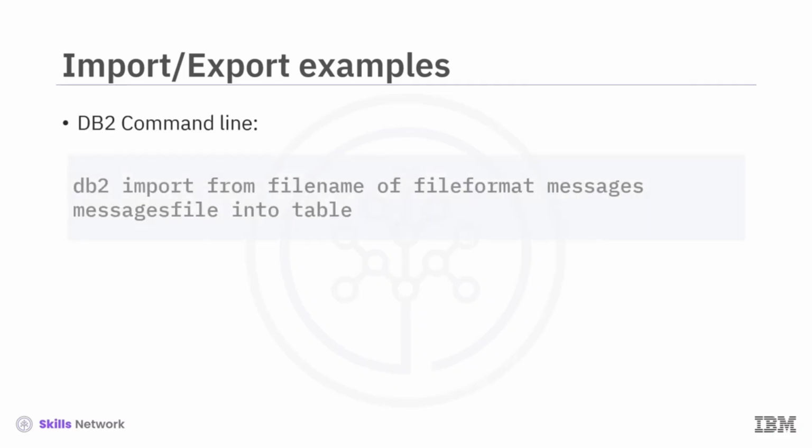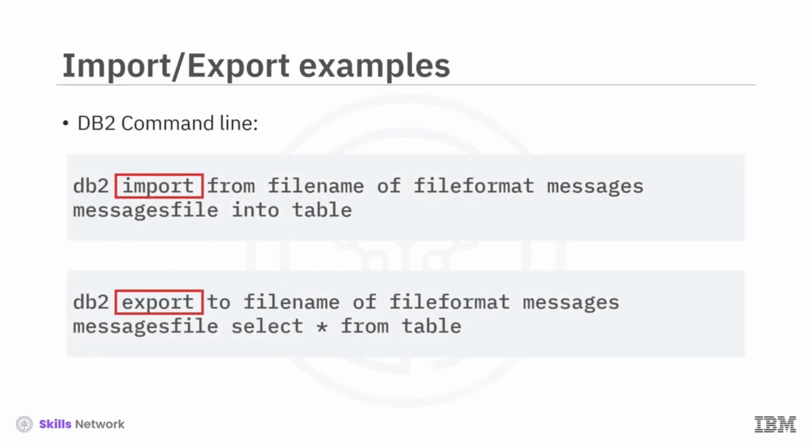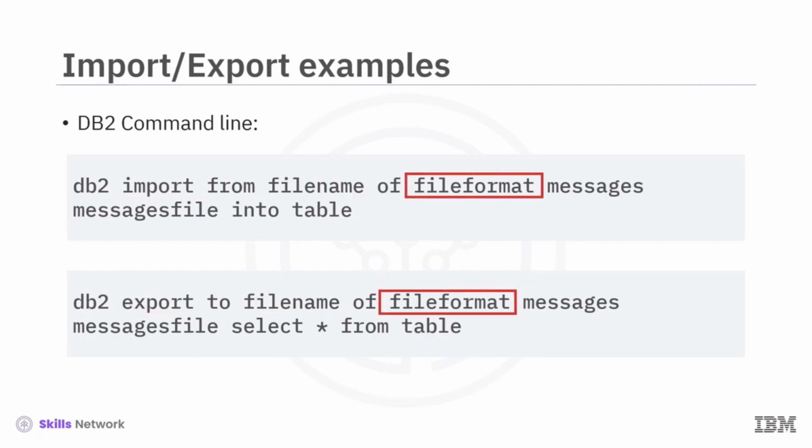In DB2, the command line import and export utilities allow you to type the file names, formats, table names, and message files for importing and exporting data. Note that the export utility in DB2 allows you to specify an SQL query and export a subset of the data in a specified table.